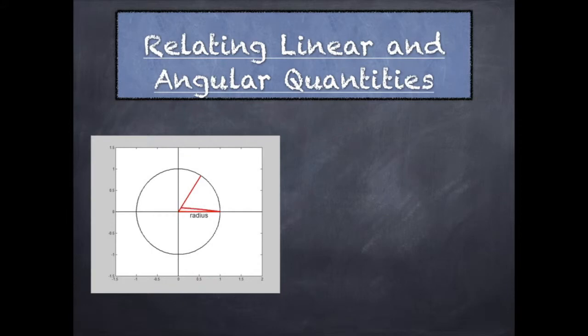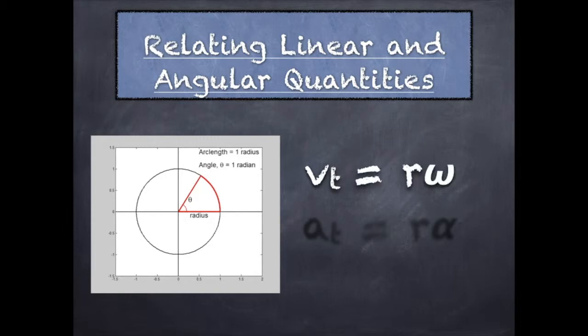Now that we understand the concept of radians and the relationship between the angle, arc length, and radius of a circle, we can relate linear and angular quantities with 2 easy equations. Tangential velocity equals radius times angular velocity, and tangential acceleration equals radius times angular acceleration.